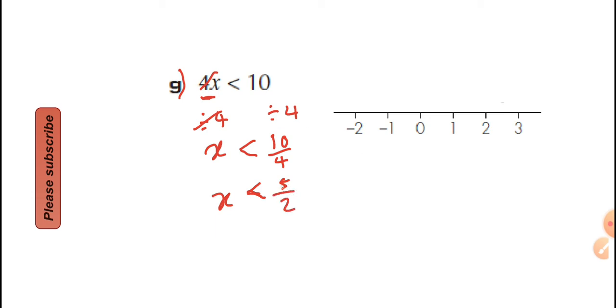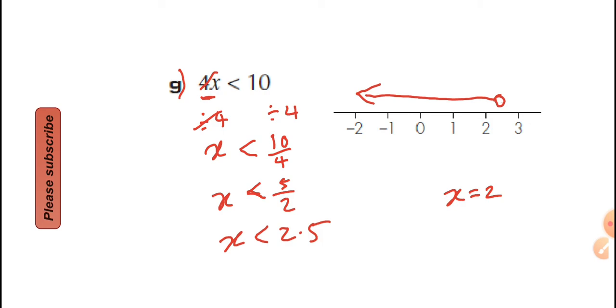So 10 over 4, equivalent fraction is 5 over 2, which means 5 divided by 2, which means half of 5. Half of 5 is 2.5. So x is less than 2.5. So where is 2.5 on the number line? It's roughly here, and because it's less, the arrow will go to the left, like so. And if they asked us what's the largest possible integer, the answer will be 2. X can be 2.